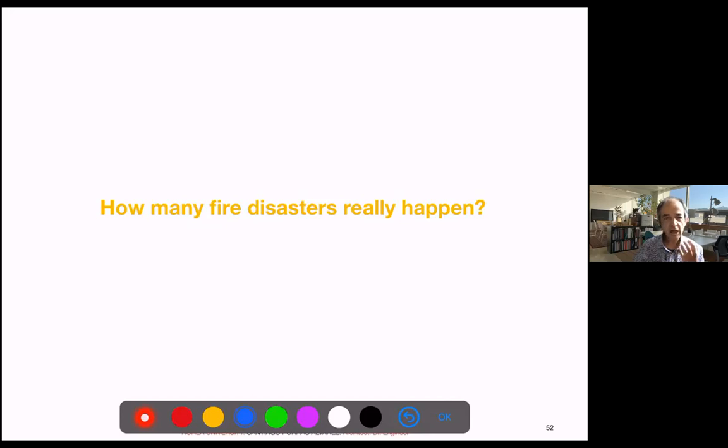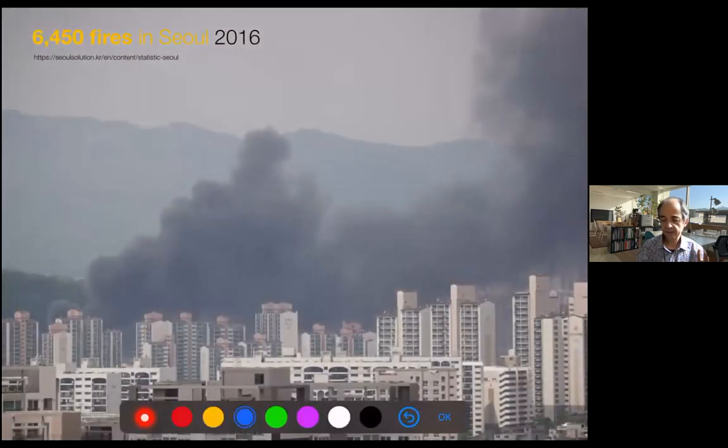Do you know how many fire disasters really happen in a city? Not the ones you see, but the ones which happen in reality. Well, if you look into the statistics of Seoul, last time I checked, in 2016, they had almost 6,500 fires only in Seoul. That is almost 2 fires per day. This is one photo of a fire I randomly saw when I lived in a tall apartment.